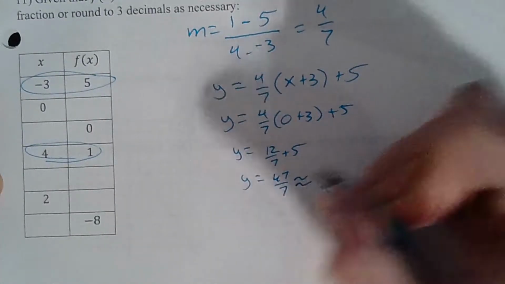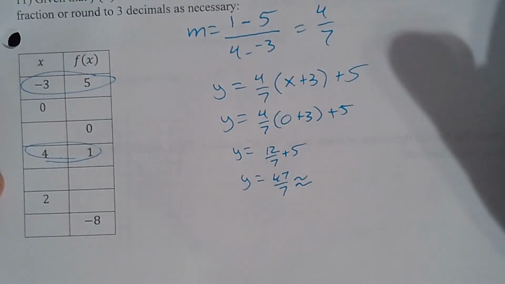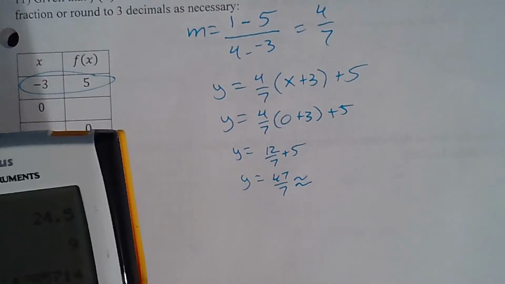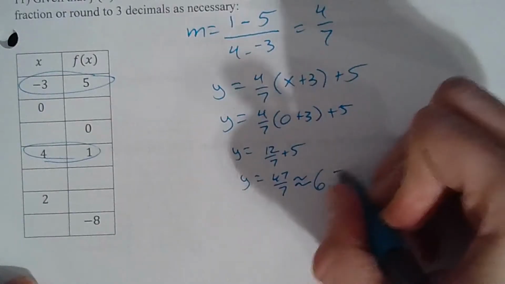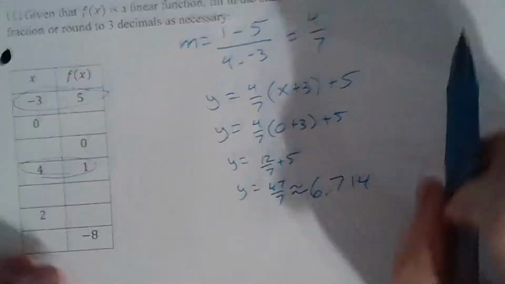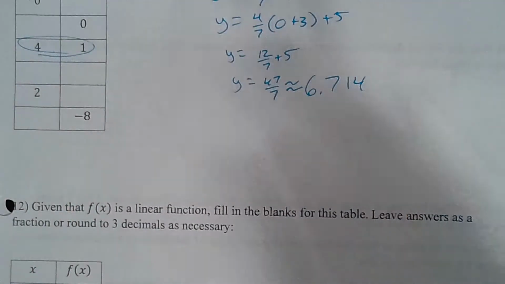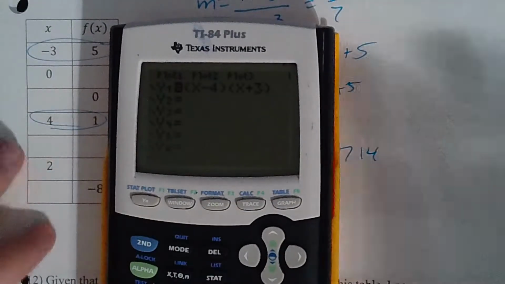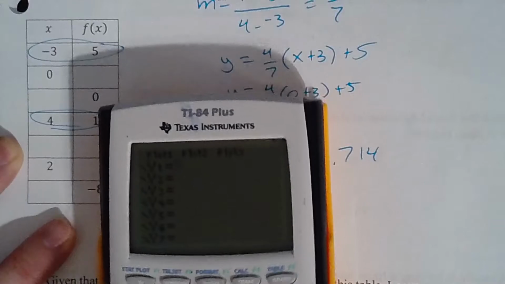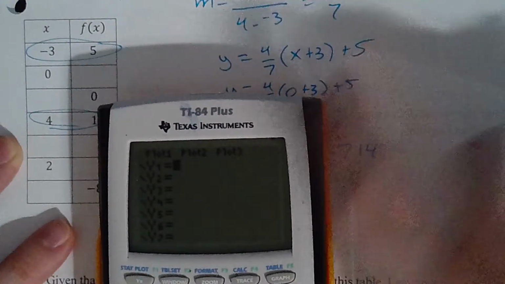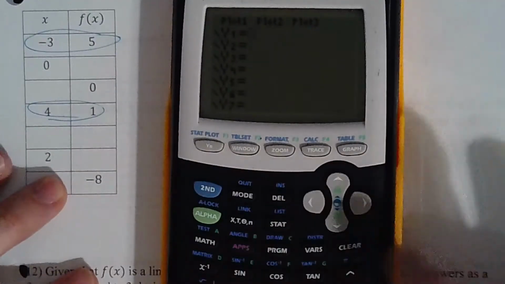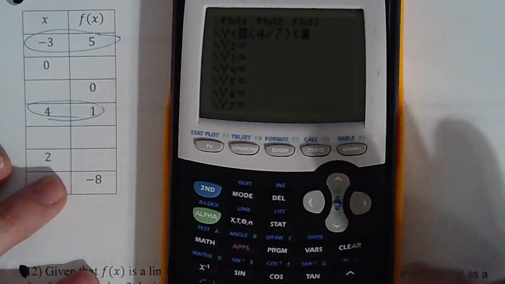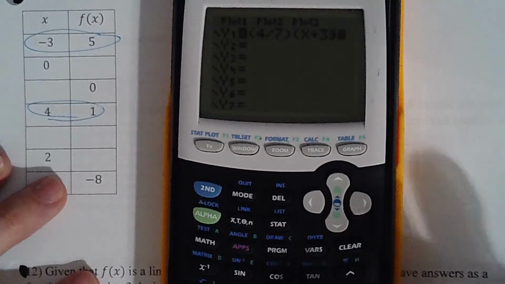Maybe approximate that as a decimal. It's going to be like, I don't know, 6.8 or something like that. Let's see. 47 divided by 7. 6.7. I was close. 6.714. I did ask for 3 decimal places. So I could do all this effort, but the calculator does it for us. Y equals, and we're going to type in our equation here. 4 over 7, x plus 3 plus 5. So 4 divided by 7. And again, you could use the alpha y equals button. I'm not. Plus 3 plus 5.